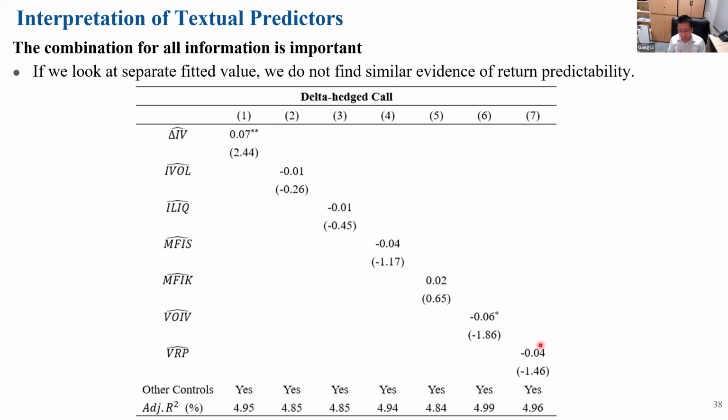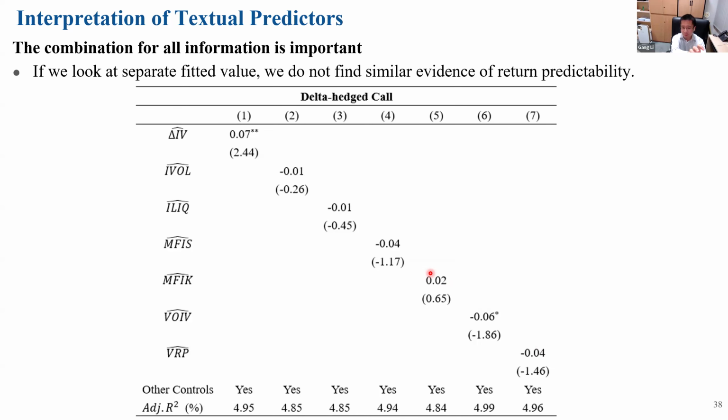Again, our point is that the predictive power of our textual predictors captures combined information. So even though volatility related information is important, others also contribute. As an opposite example, if we train our textual predictors to fit other option determinants separately, let's say instead of looking at option returns, we train the models to forecast the future implied volatility change.